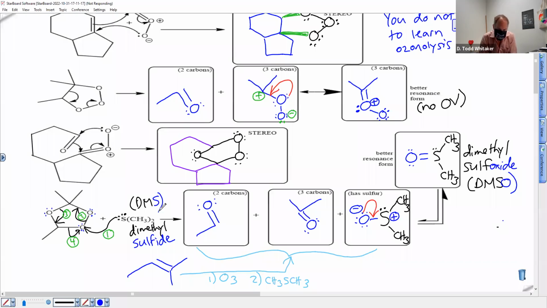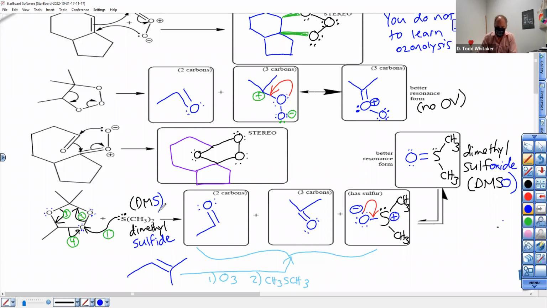DMSO is a solvent that's used for a lot of things, including drug delivery. Interesting. And that's all we have for the ozonolysis today.